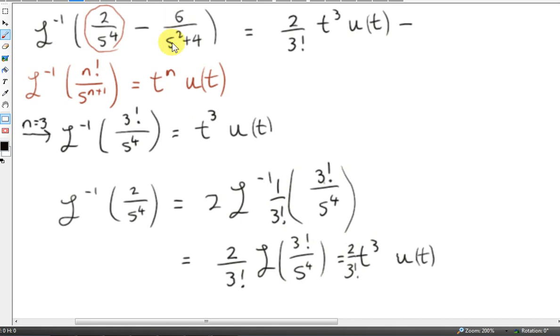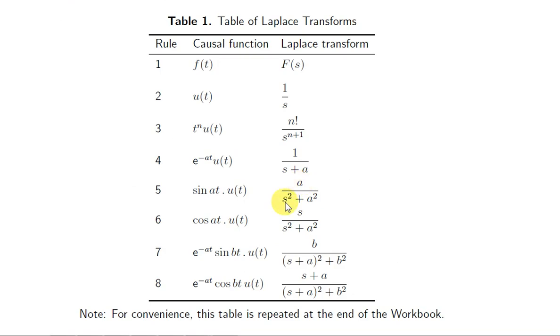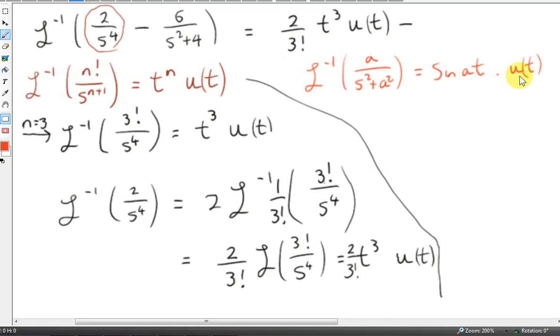Now let's look at L inverse of 6 over s squared plus 4. 6 over s squared plus 4 has this form here, although we have to do some adjusting because we want the constant a squared, whatever this number is, to be the square of the number on top, and that's not the case. So I've just copied out that result from the table. I'm writing it like this: L inverse of a over s squared plus a squared is sine of at. So we're looking at this thing here. Now, if a squared is 4, then a has to be the square root of 4, which is 2.